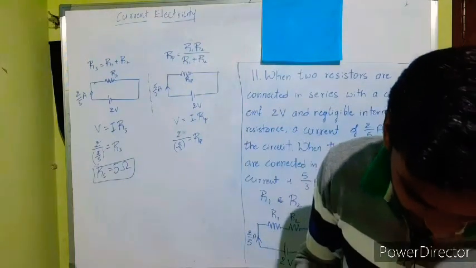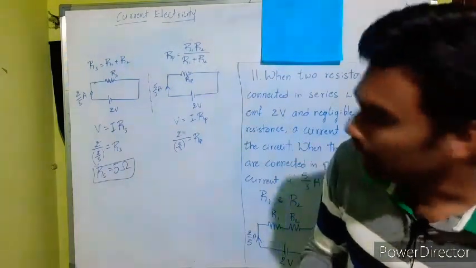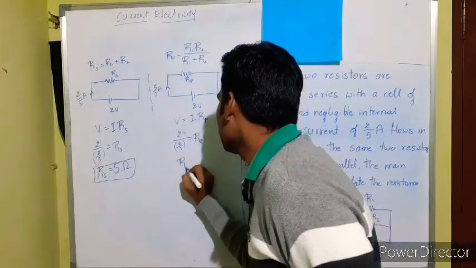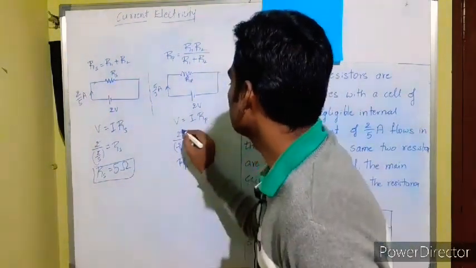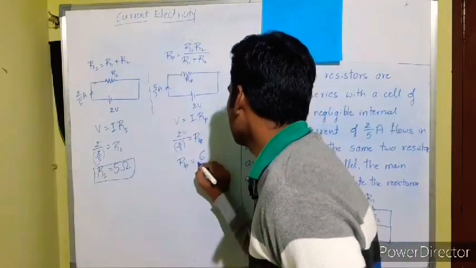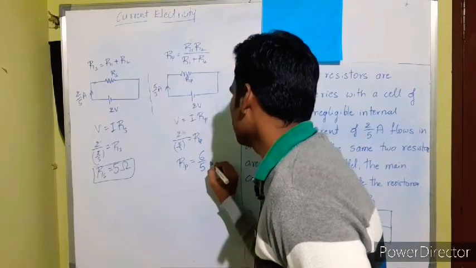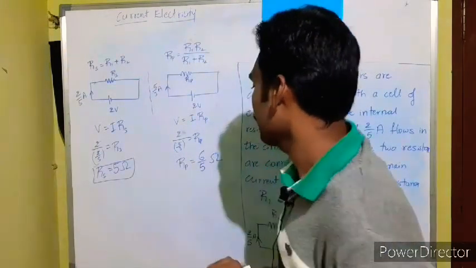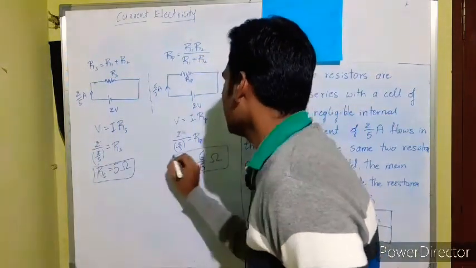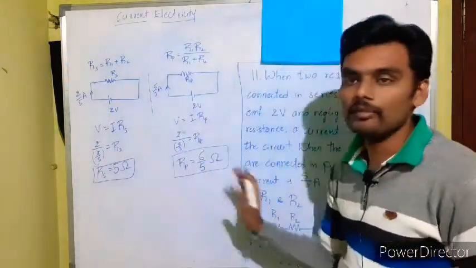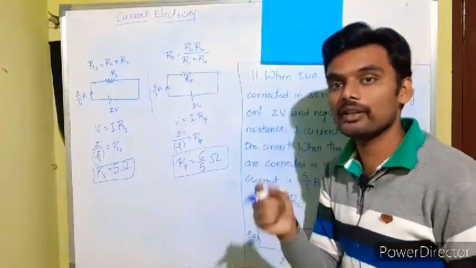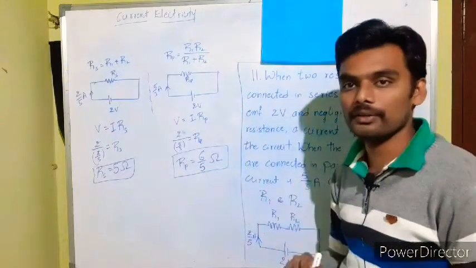Is it right? Yes, the current is 5 by 3 ampere, and hence RP becomes equal to 3 goes to the numerator and hence becomes 6 by 5 ohm. Okay, so this is what is RP. Again, this is not the final result. These are the intermediate results which will help us in getting R1 and R2. The final results that we need are R1 and R2.